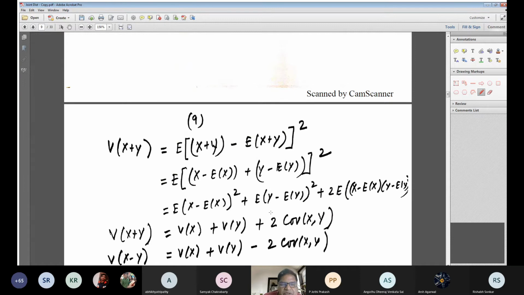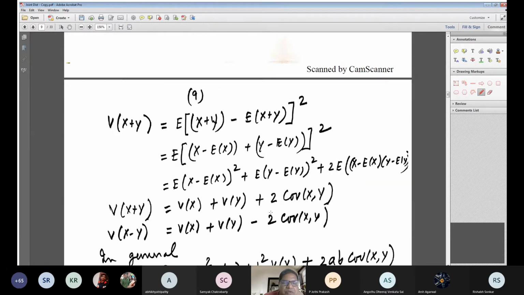But before that, what is the use of the covariance in case x and y are not independent? If I have to calculate the variance of the sum of two random variables, x plus y, what is it? As usual, you can write x plus y as z. So variance of z is the expected value of z minus expected value of z, whole square.